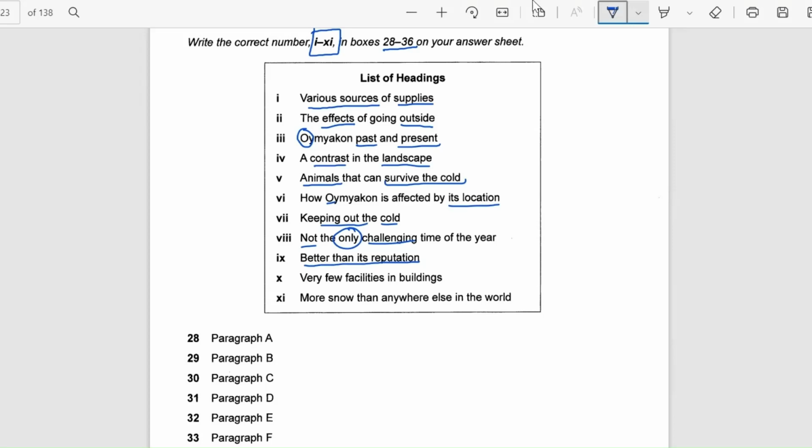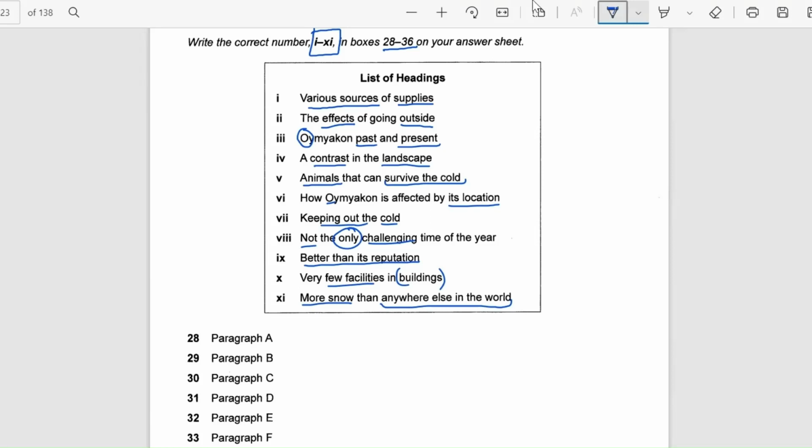Then few facilities, and we are here just talking about buildings. So there is focus on buildings where the provisions or the facilities are not many. Then the last point is talking about a place which has more snow than anywhere else in the world. So which means you can say the snowiest place in the world or something like that.